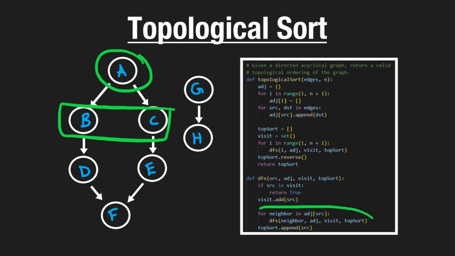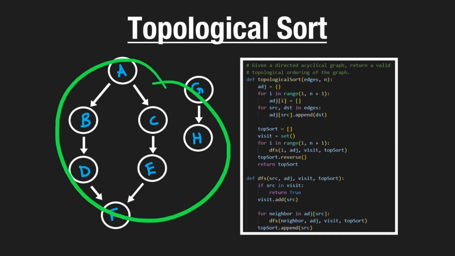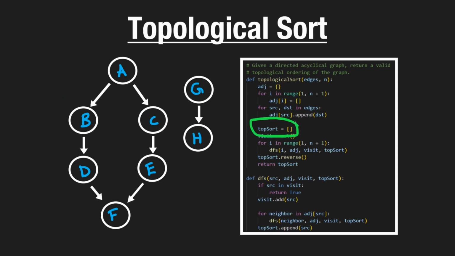And only after we run DFS on the neighbors of A can we then take A and add it to the topological sort. Because remember, this is sort of post-order DFS. And after we have done that, for every single node in the graph, we know our topological sort is created. And before we return it, we want to make sure to remember to reverse it.